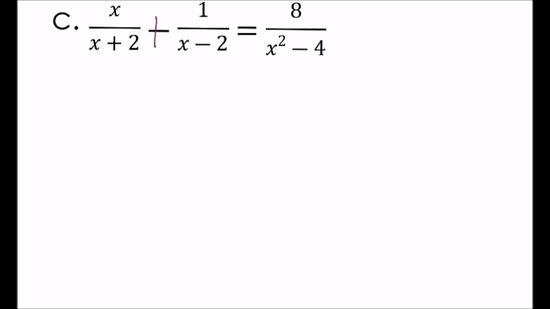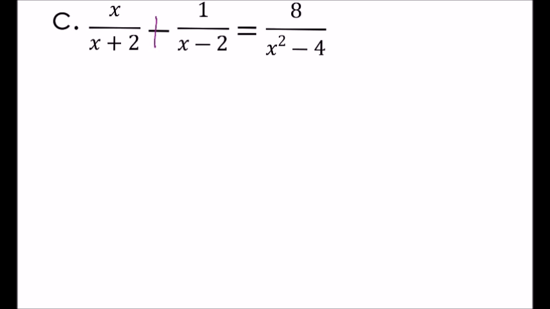So we have here x over x plus 2 plus 1 over x minus 2 equals 8 over x squared minus 4. So we follow again the same method to be able to solve for the value of x. To do that, we can either multiply two at a time the denominators of the terms in our equation, or if that does not work, we multiply all of the denominators of the fractions to obtain the least common denominator.